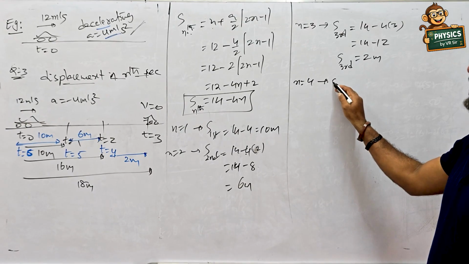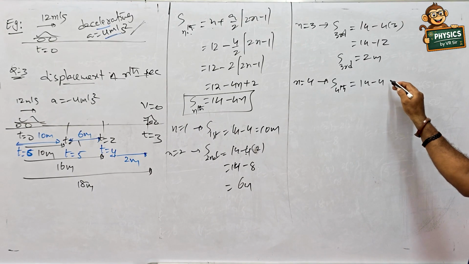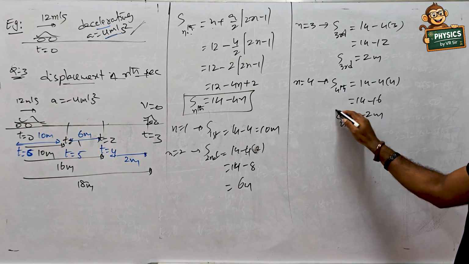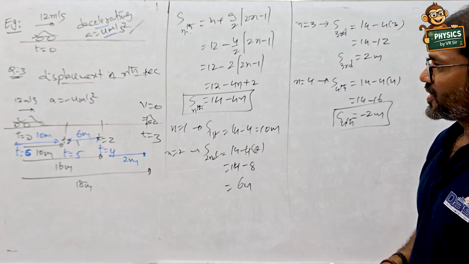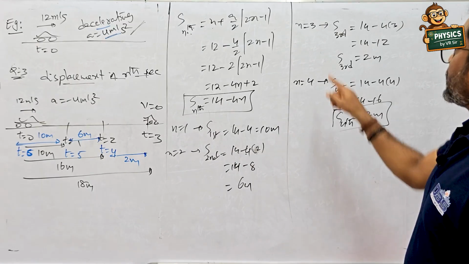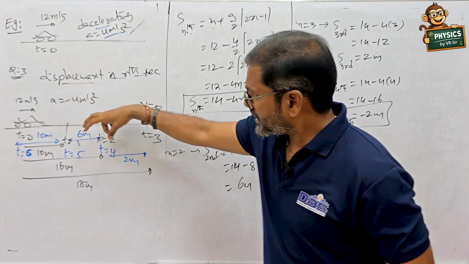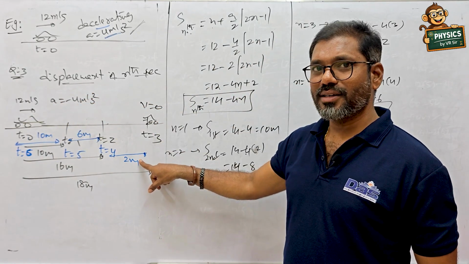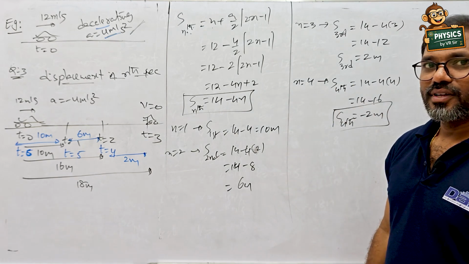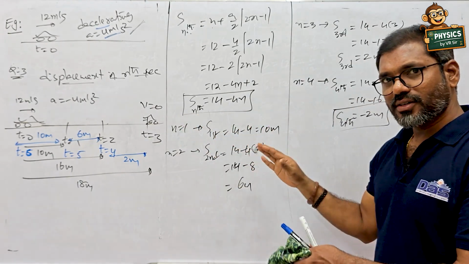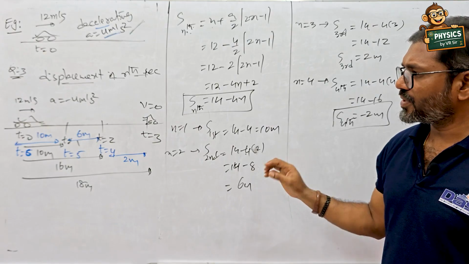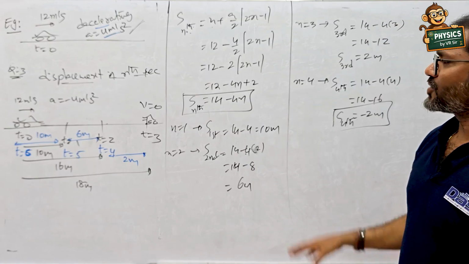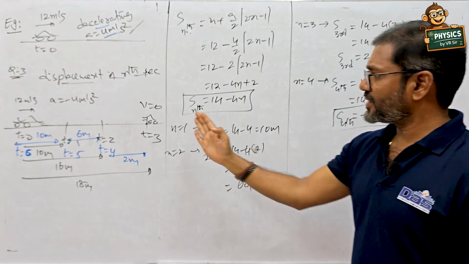So n equivalent to 4, S fourth is 14 minus 4 into 4, it's 14 minus 16, minus 2 meters. Now this is what we should focus on. In the first second it has moved 10 meters, in the second second 6 meters, in the third second 2 meters. By that time it is coming to rest, isn't it? If you have any doubt, get back to the video from the beginning and identify the velocity. So velocity is equal to 0 at t equivalent to 3 seconds. After the third second, it comes to rest, and again it is getting back.